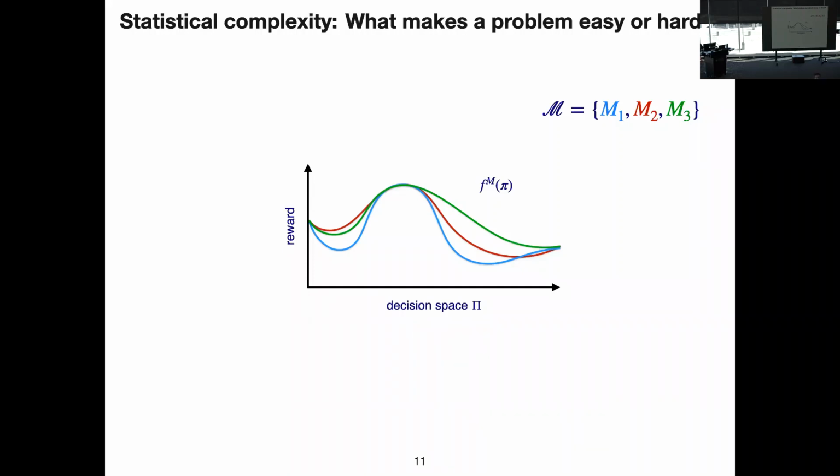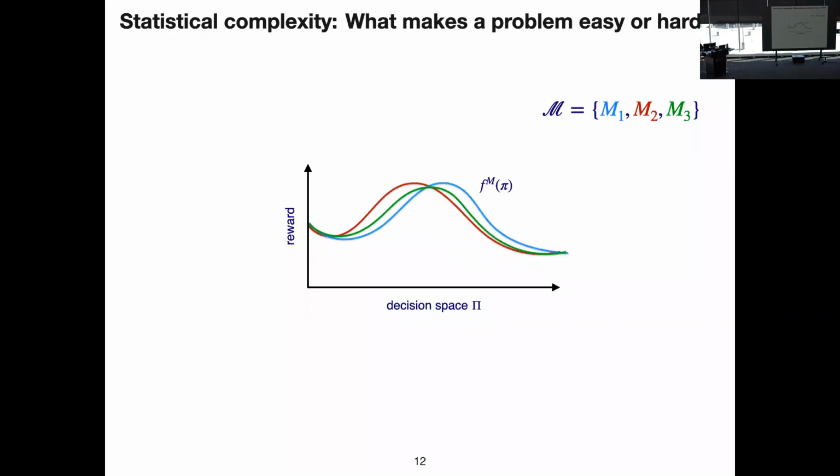So, if I tell you in advance that the true model you're interacting with is in this class, the optimal algorithm is very simple, right? You commit to playing this decision right here and you don't do anything else. So there's no need to explore at all. You can achieve 0 regret. So that's an easy problem.